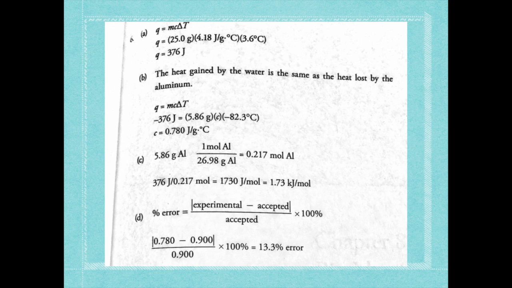Okay? I know the mass of aluminum that's given to me in the problem, 5.86. I know my change in temperature because initially it was 109.1 and then it became 26.8 after it was added to the water. So I know my change, remember TF minus TI, so it's negative 82.3 degrees Celsius. I can now solve for C. So what I get for my specific heat is 0.780 joules per gram degrees Celsius.